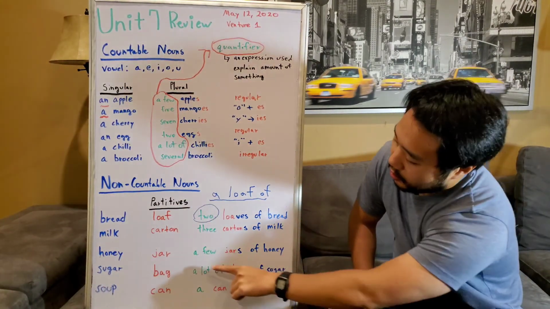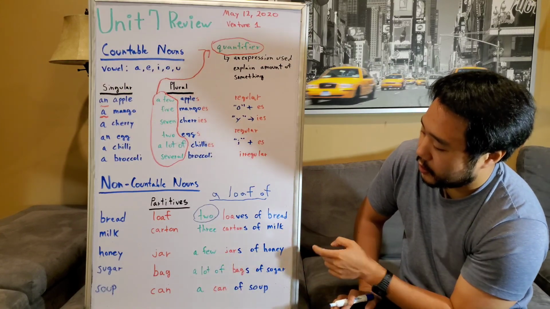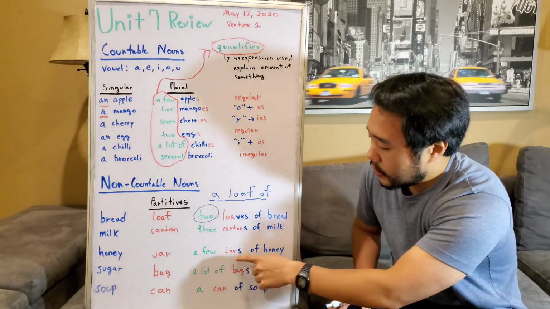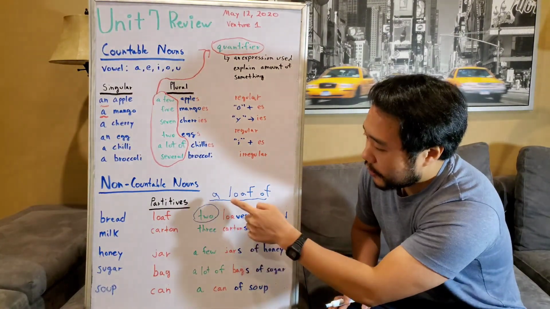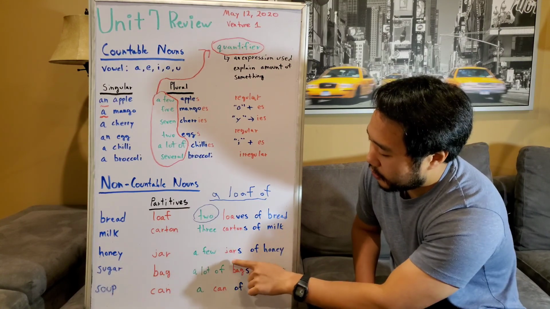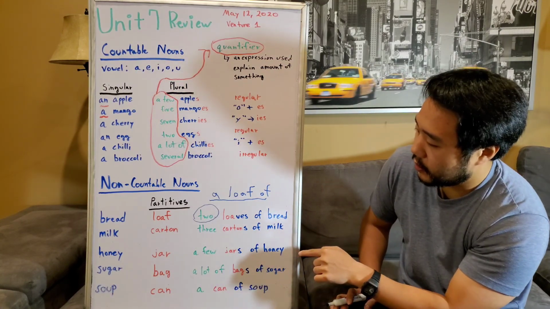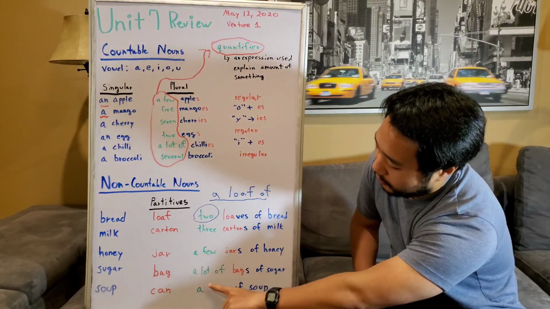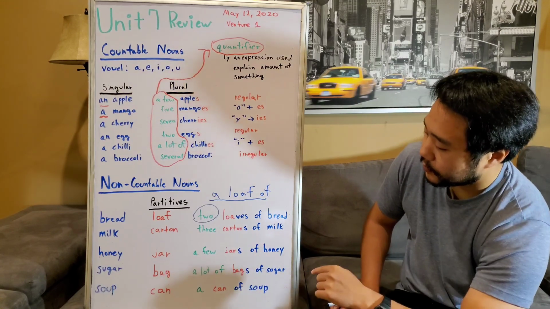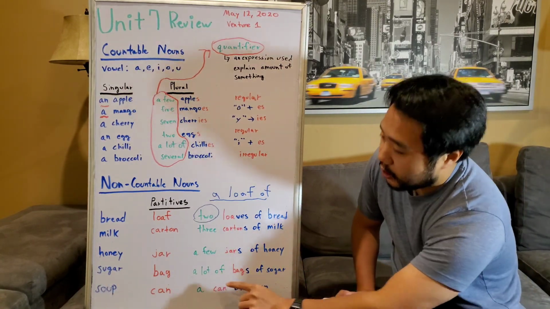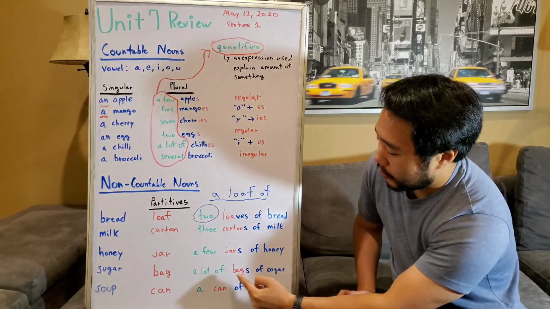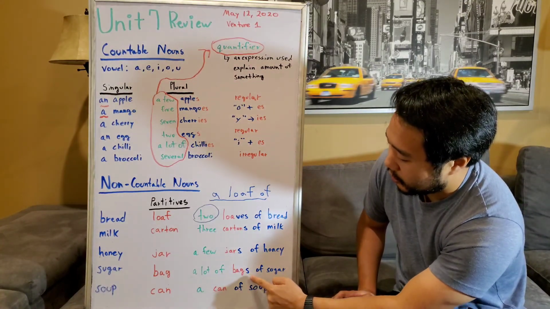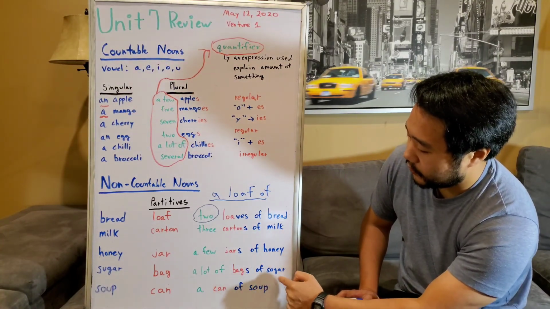Honey: a few jars of honey. As I said before, the quantifier a few is more than one, so the partitive jar has to be in plural form, so we add the letter S. Sugar, and the partitive bag. We say a lot of bags of sugar. Same thing: a lot of is more than one, so the partitive bag has to be in plural form, and we can just add the letter S. So we say a lot of bags of sugar.